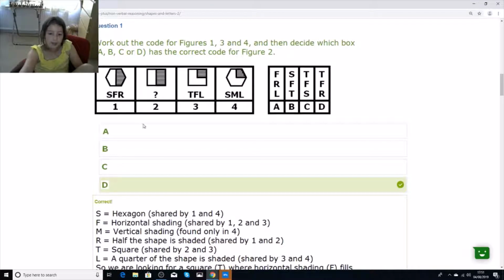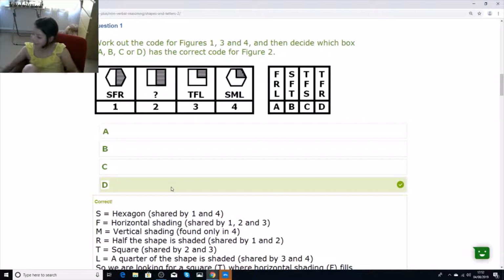Correct. S equals hexagon, shared by 1 and 4. F equals horizontal shading, shared by 1, 2, and 3. M equals vertical shading, found only in 4. R equals half the shape is shaded, shared by 1 and 2. T equals square, shared by 2 and 3.